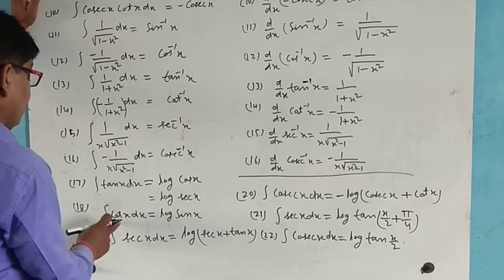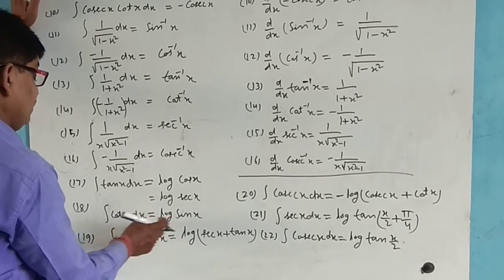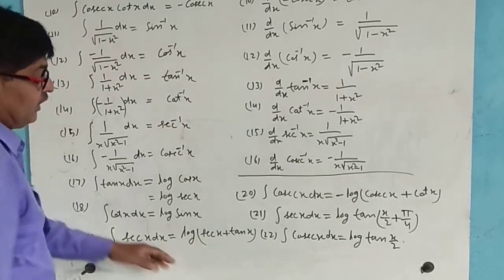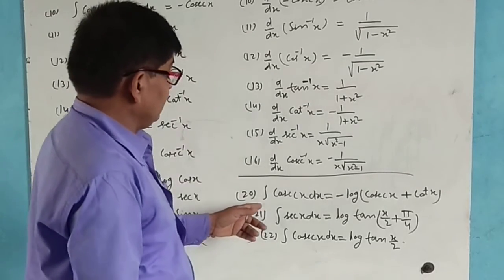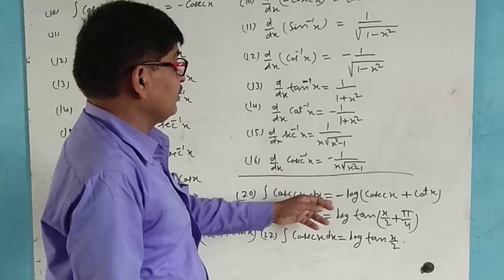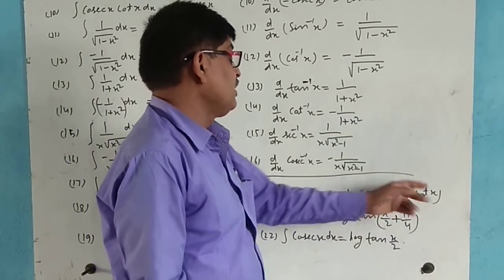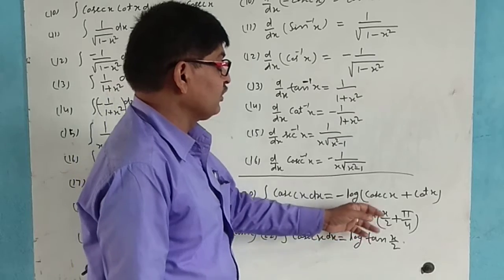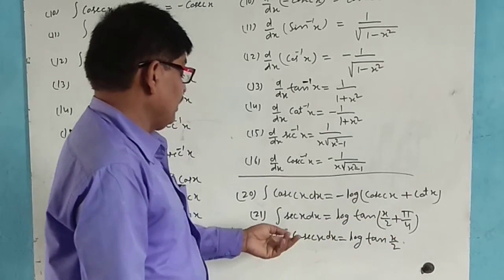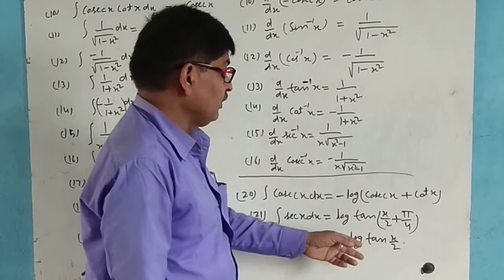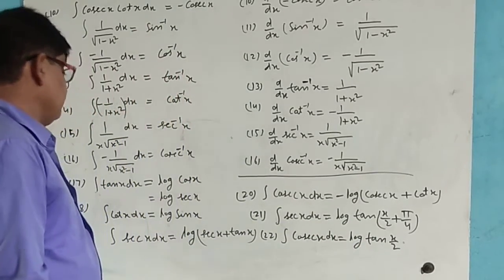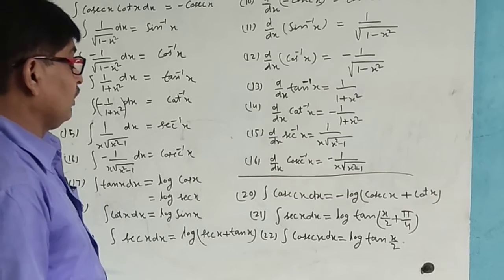Now here, integration of cot x dx is equal to log sin x. Integration of sec x dx is log sec x plus tan x, and integration of cosec x dx equals minus log cosec x plus cot x. Also sec x dx equals log tan x by 2 plus pi by 4, and cosec x dx equals log tan x by 2. This is a form of log and this is also a form of log.